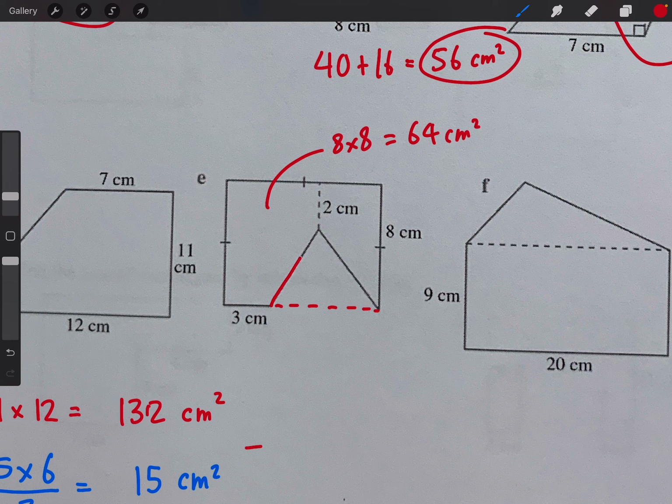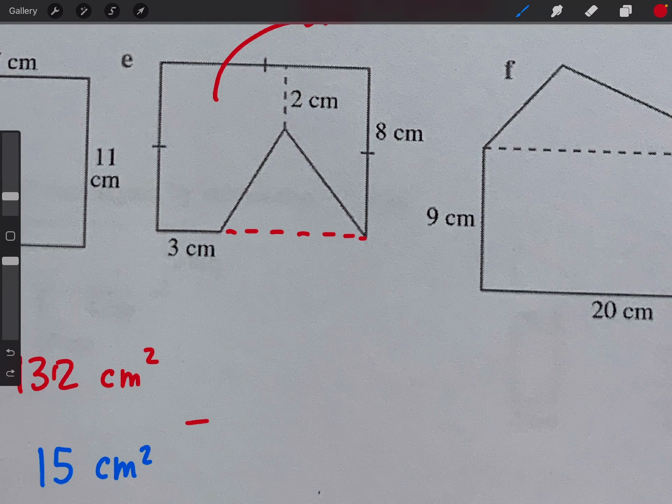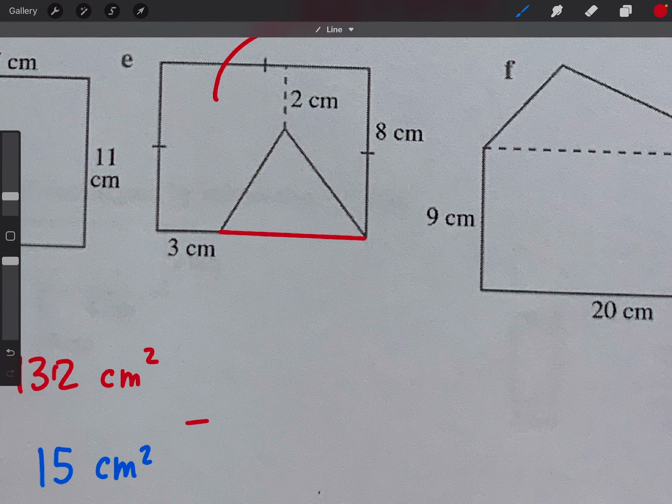Now we have to subtract this triangle. How do you find the area of this triangle? Right. So let me just draw a line there. Do we have the length for this base, for the red line?